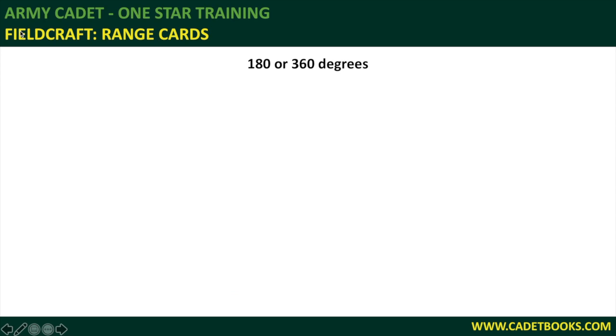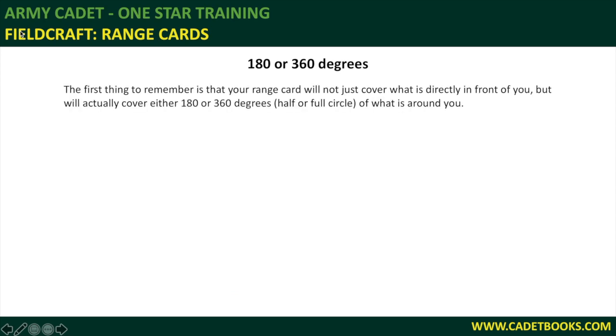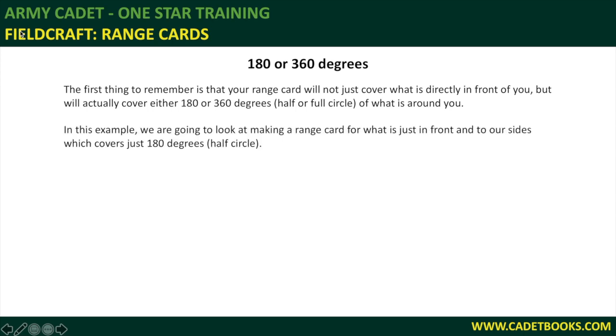180 or 360 degrees. The first thing to remember is that your range card will not just cover what is directly in front of you, but will actually cover either 180 or 360 degrees, half or full circle, of what is around you. In this example, we are going to look at making a range card for what is just in front and to our sides, which covers just 180 degrees, a half circle. To do this, we need to be aware of what is to our left and right as well as what is in front of us.